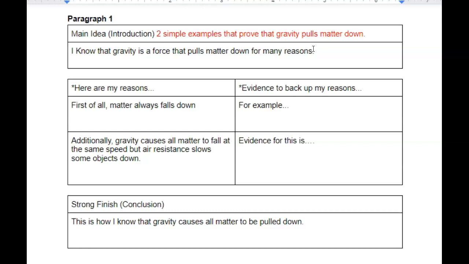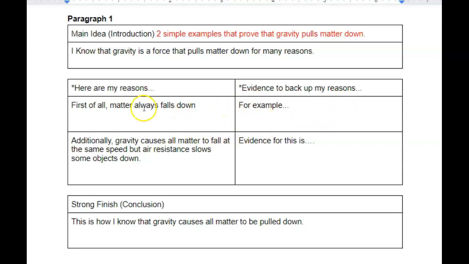Okay, so let's look at a couple of these, and maybe we'll even do a couple together real quick. So first off, the main idea here is that we need some simple examples to prove that gravity pulls matter down. So introduction. I know that gravity is a force that pulls matter down for many reasons. So here are the reasons. So I already wrote them in for you. First of all, matter always falls down, right? That proves that gravity pulls matter down. And second of all, additionally, gravity causes all matter to fall at the same speed, but air resistance slows some objects down. So how do we prove these points?